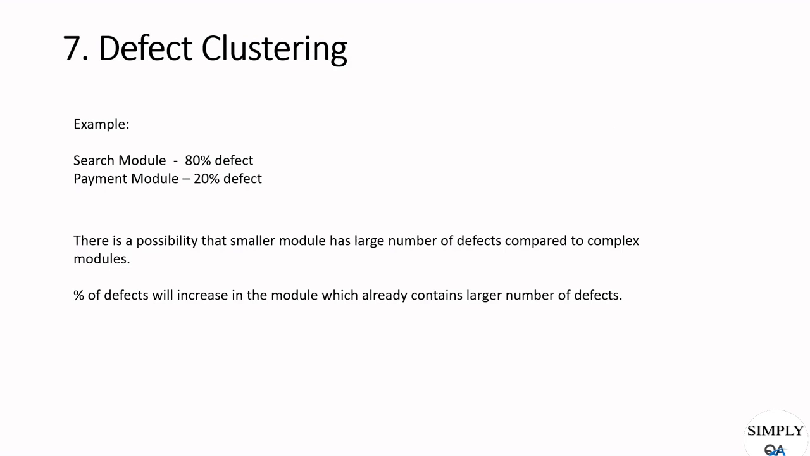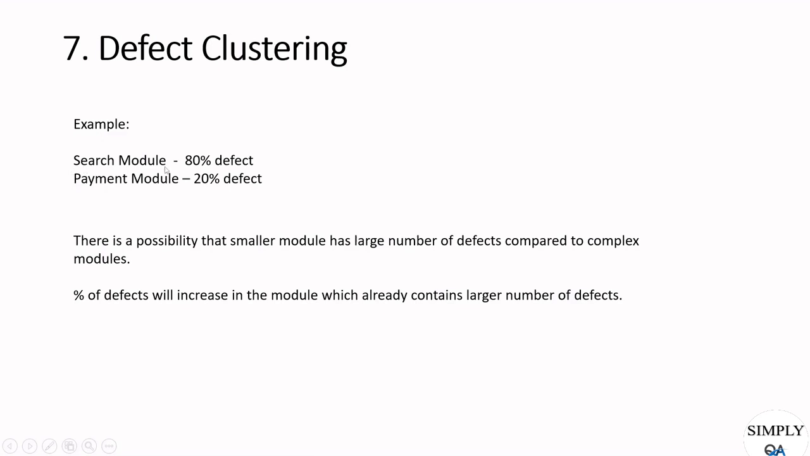So our next principle is defect clustering. As QA, we will always have a mindset, right? Like the complex module will produce a large number of defects, right? But there is also another side. The smallest and easiest module can also produce a lot of defects. For example, consider the search module and the payment module. The developer will give importance to the payment module, right? Because it is a much more complex module, whereas the search one is a little easier and they will develop it in one go, but there may be a possibility of more defects in that search module, right?